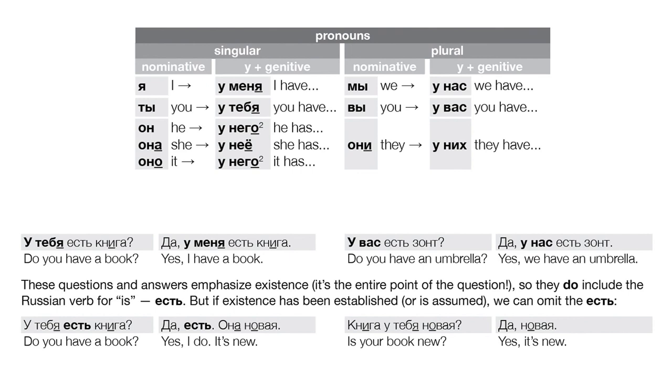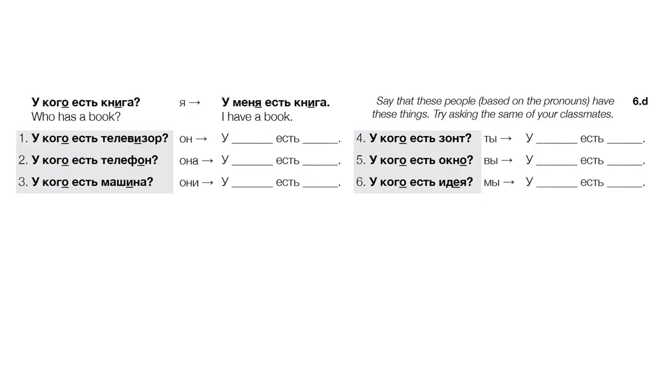So again, a kind of a follow-up question or a different question. Книга у тебя новая? Okay, we're not asking, do you have a book or not? We're simply pointing at a book or whatever, and we're saying book at you, new, right? So again, we omit the linking verb, the есть. Да, новая, yes, new, right? So no linking verb. Let's practice a few of these responses.